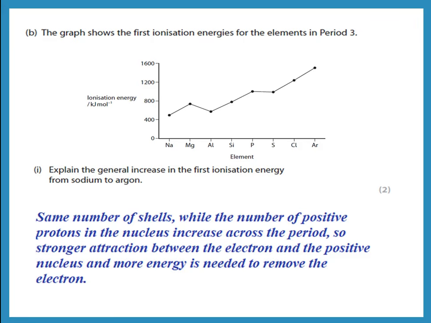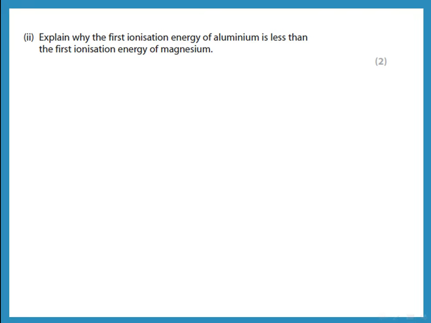So it is the same amount of shielding. But as we go from left to right, the number of positive protons in the nucleus increases, and that means more positive charge is attracting these certain number of shells, and that means that the atom becomes smaller and smaller from left to right, and that means we will need more and more energy to remove that outermost electron.